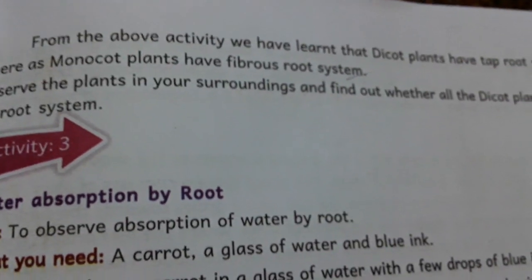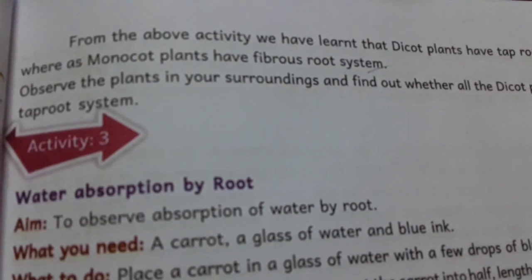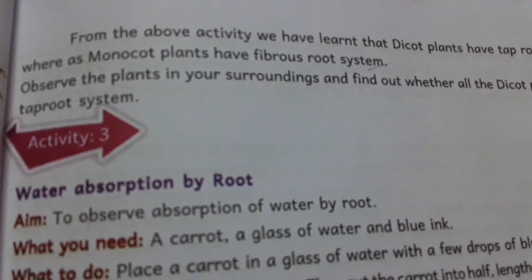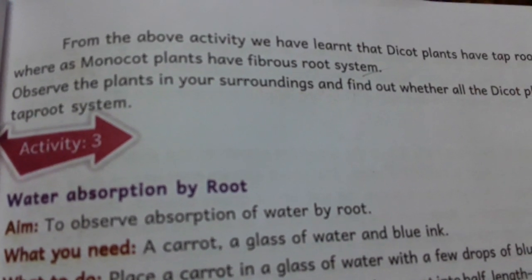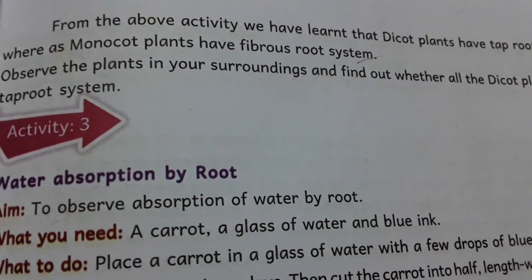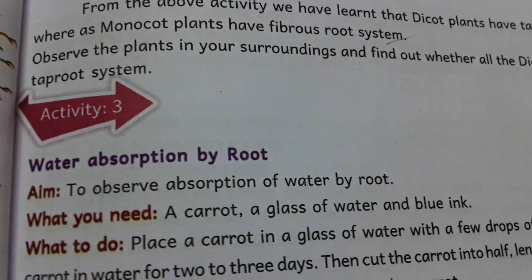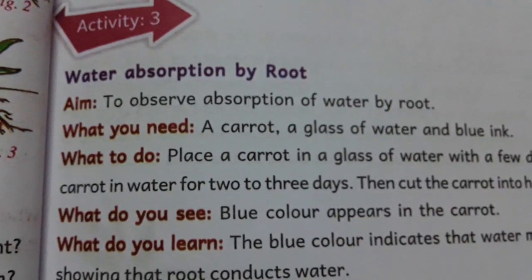Now, from the above activity, we have learned that dicot plants have taproot, whereas monocot plants have a fibrous root system. Observe the plants in your surroundings and find out whether the plants are dicot plants or monocot plants, with taproot system or fibrous root system. And coming to activity 3.